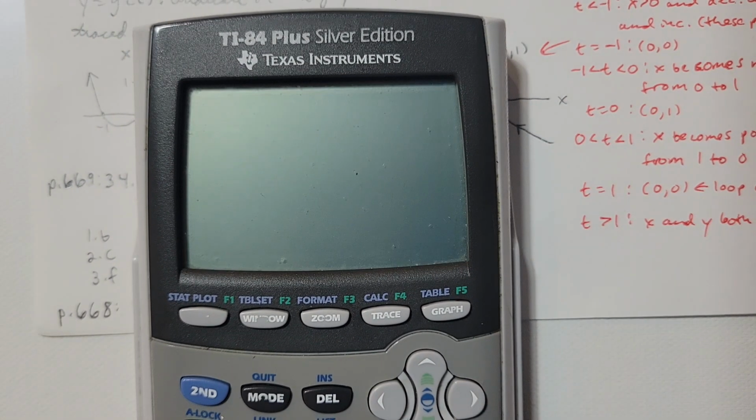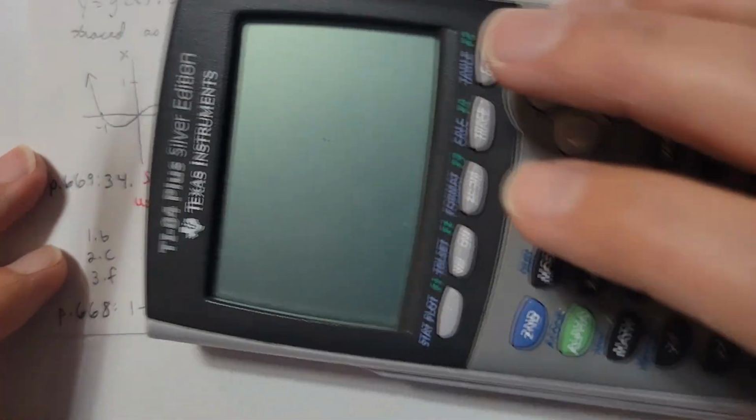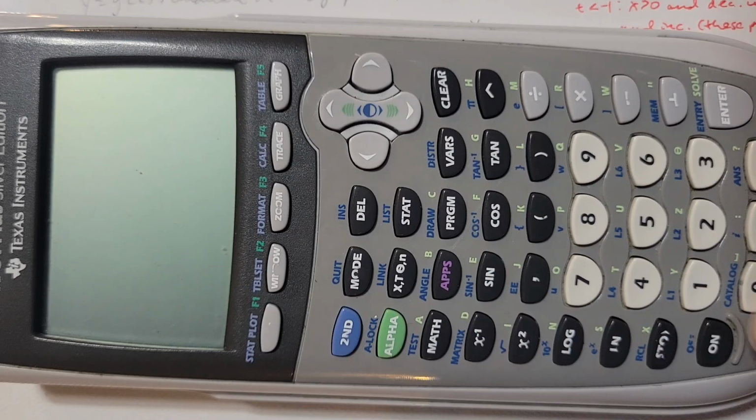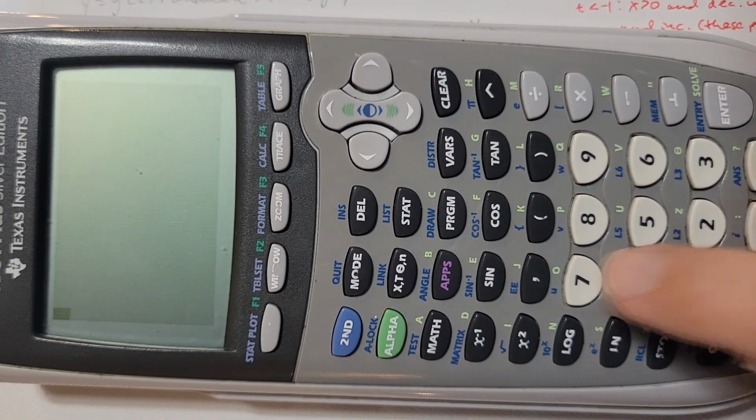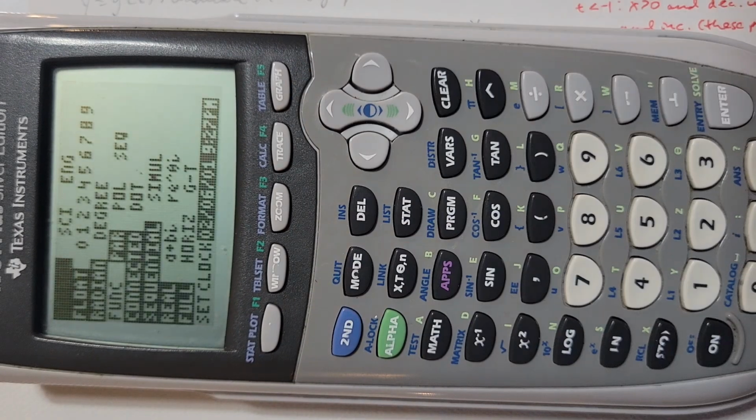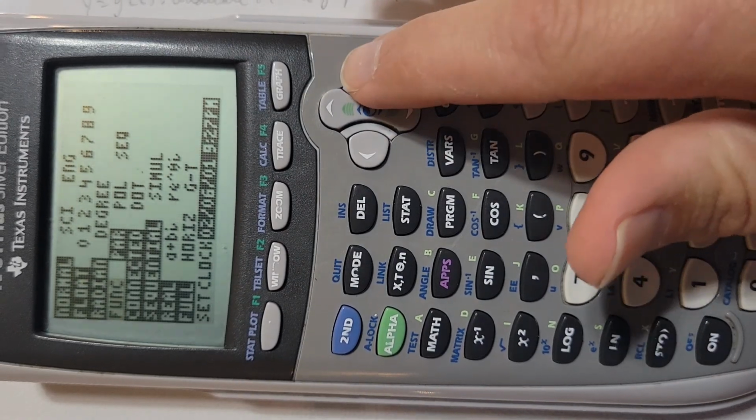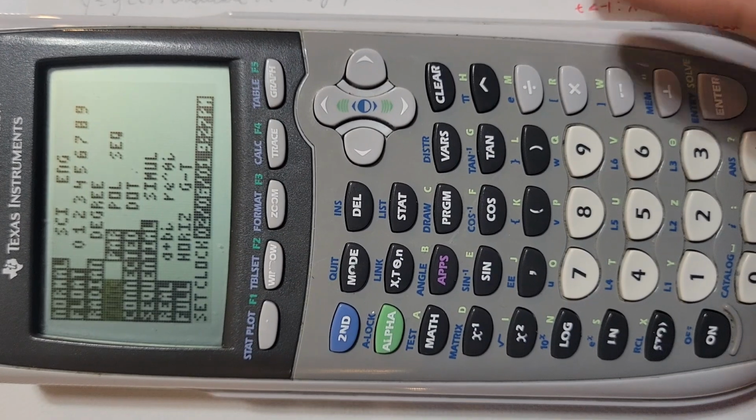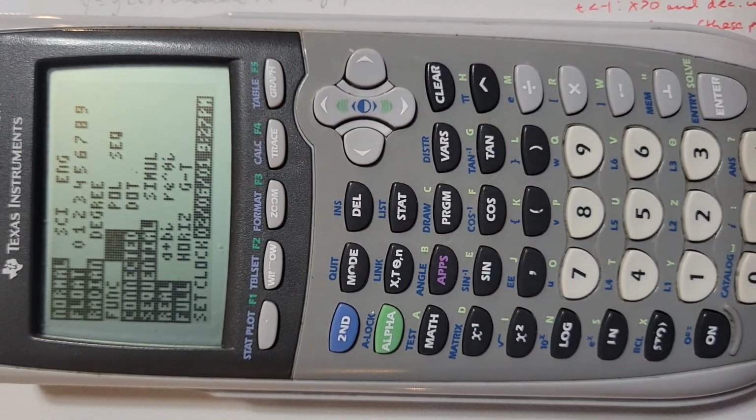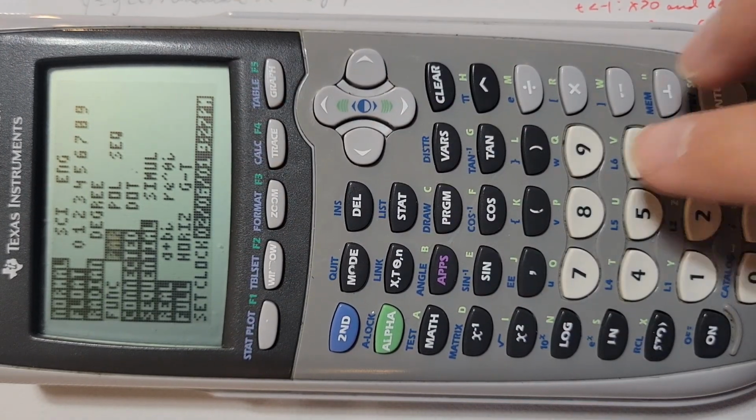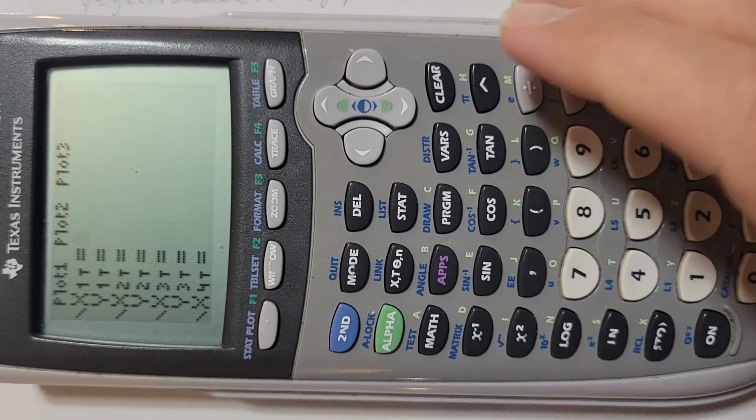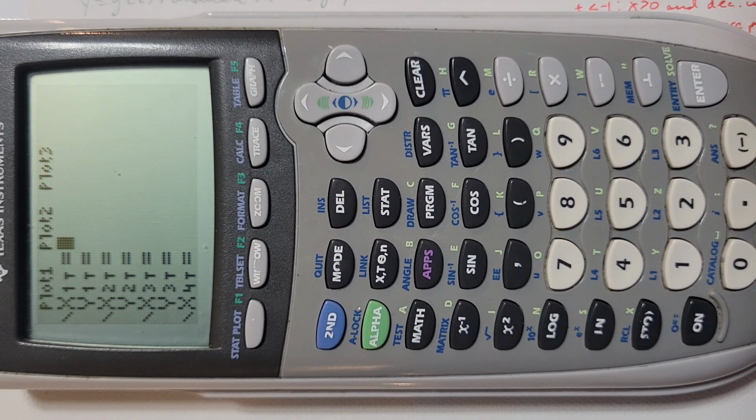On the calculator, I'll have to change the mode of the calculator. So if I turn the calculator on and hit mode, I want to make sure that I'm in parametric mode. Right now you're probably in function mode, so go ahead and highlight parametric mode, and then hit enter. And then now if I go to y equals, I can type in the parametric equations.